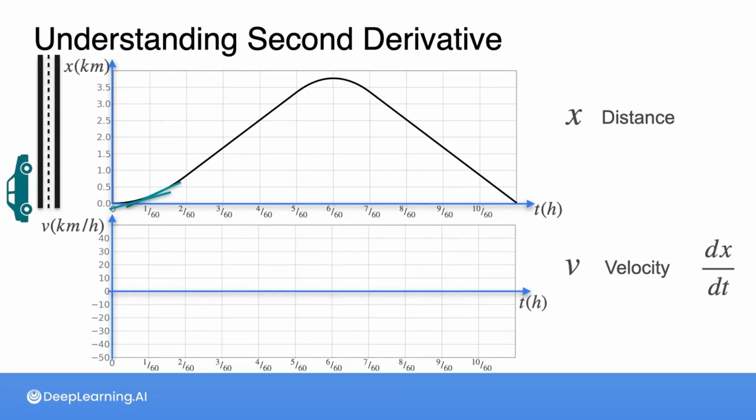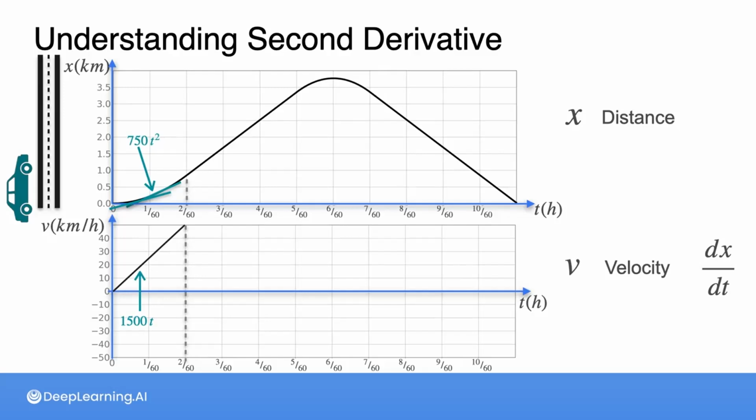Now, imagine that this piece of function can be modeled as 750t squared. And let's say that this behavior goes on for 2 minutes, or 2 over 60 hours. Now, the derivative for these first minutes is the line 1500t. Why? Because the derivative of 750t squared is 1500t.